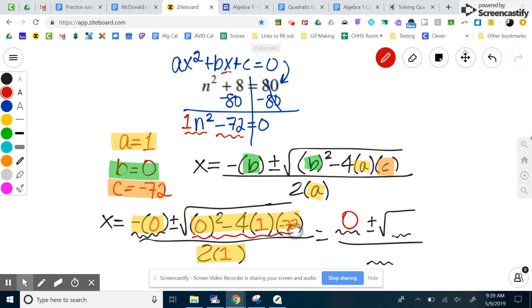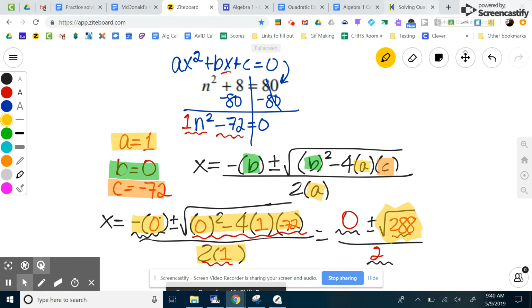Next thing, I'm going to type all of that in my calculator. So pause your video and type it in your calculator. I got 288. Hopefully you got the same thing. And then finally, 2 times 1 is 2. So next up, I'm going to simplify my square root. That's my next step. So I need to determine where 288 lies on my list of perfect squares.